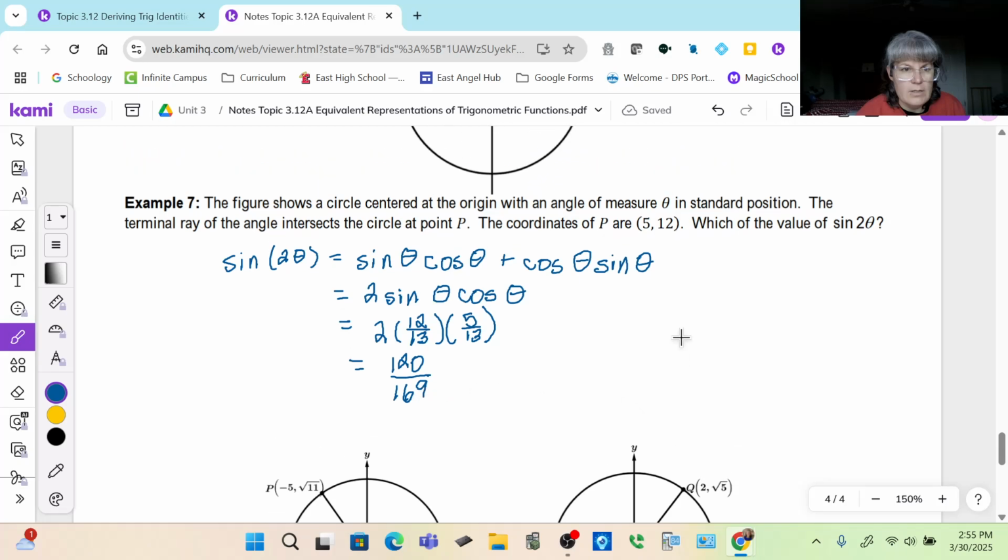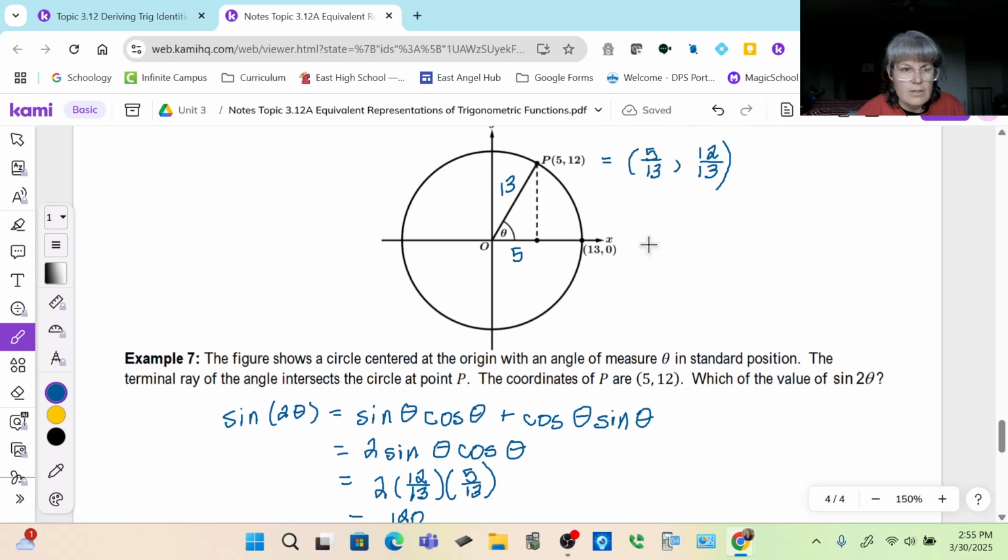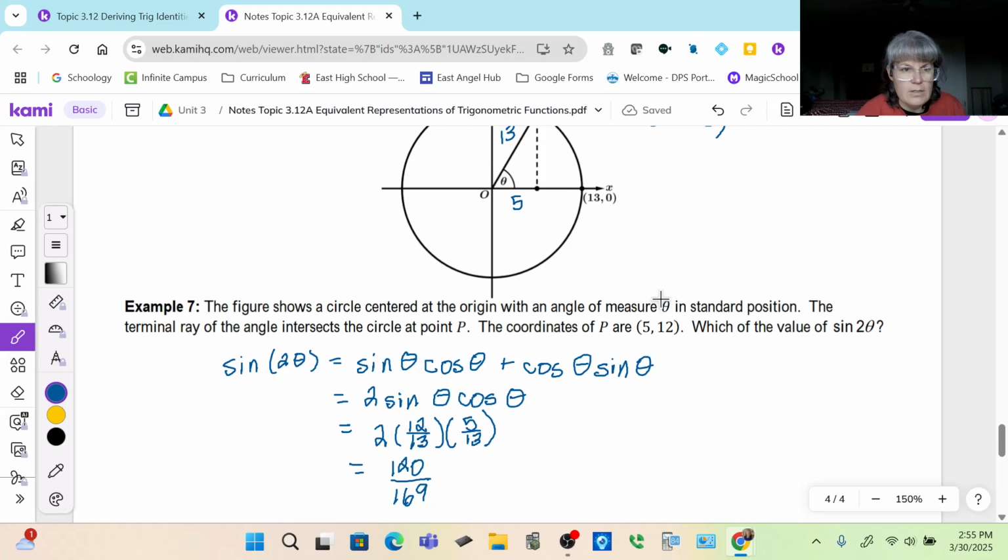So when you're given coordinates that are just specific points, you can convert to the cosine theta, sine theta coordinates to help you with solving these double angle identities or even sum or difference identities for these circles.